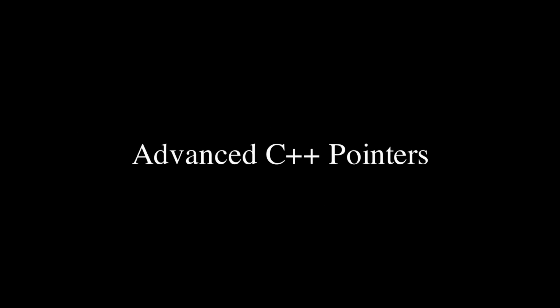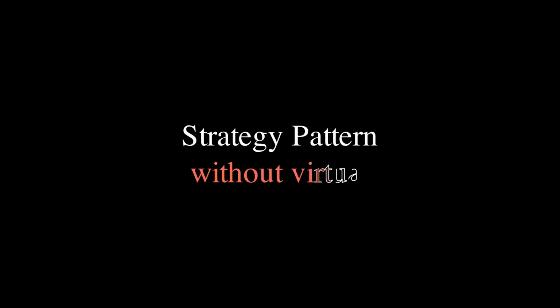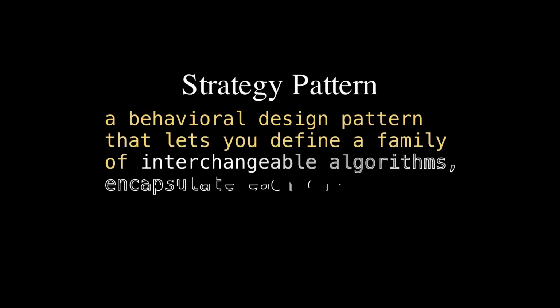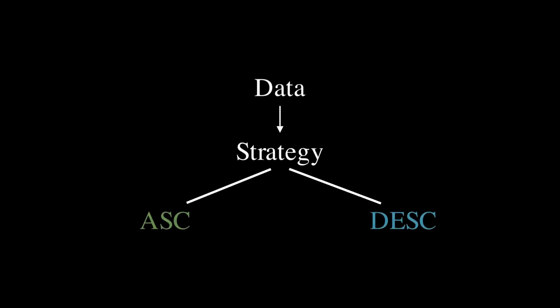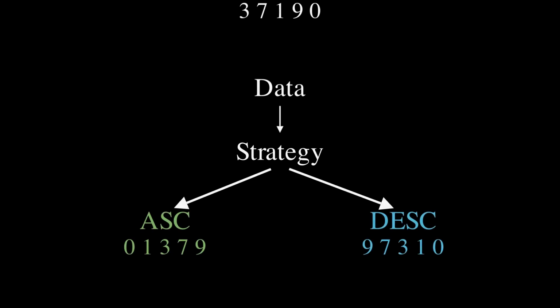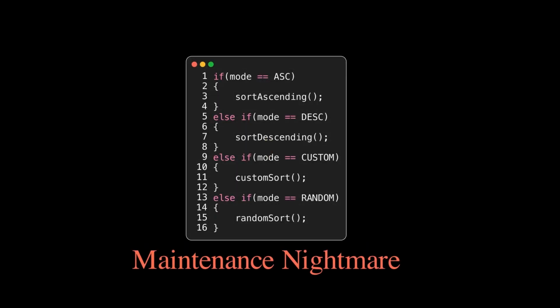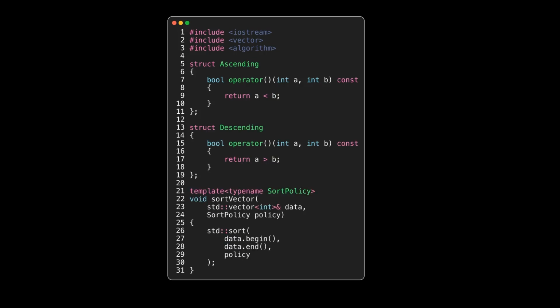Now, let's get started. The first trick we call the strategy pattern without the virtual keyword. For those who don't know what the strategy pattern is, it is a behavioral design pattern that lets you define a family of interchangeable algorithms, encapsulate each one, and make them swappable at runtime. Let's say we want to sort some data in different order. Instead of using an if statement, we can apply a strategy pattern like you see on your screen right now.